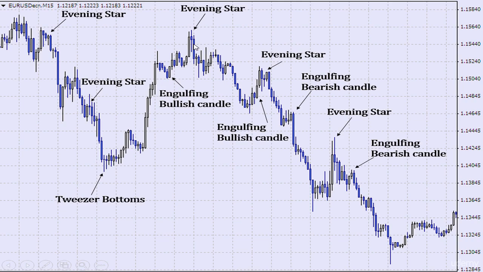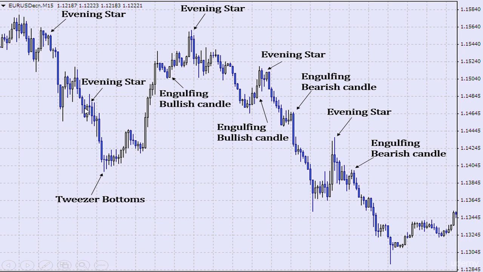Here we have a nice evening star. Here we have an evening star again, and look at this evening star, market fell, pulls back, evening star, market falls, engulfing bearish candle, market falls, market rallies, evening star. So you can see that these candlestick patterns are extremely powerful.